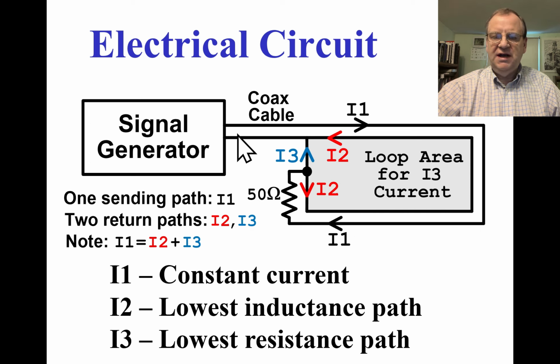That's a path of much higher resistance, but the return current is much closer to I1, so it's a path of much lower inductance. I will be keeping the current magnitude I1 constant, and I'll be varying the frequency of it. And the sum of the currents I2 and I3, of course, has to equal I1.